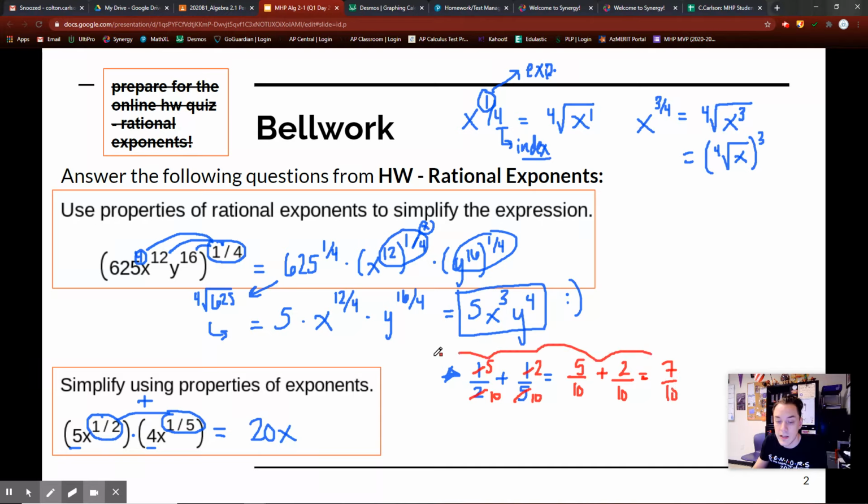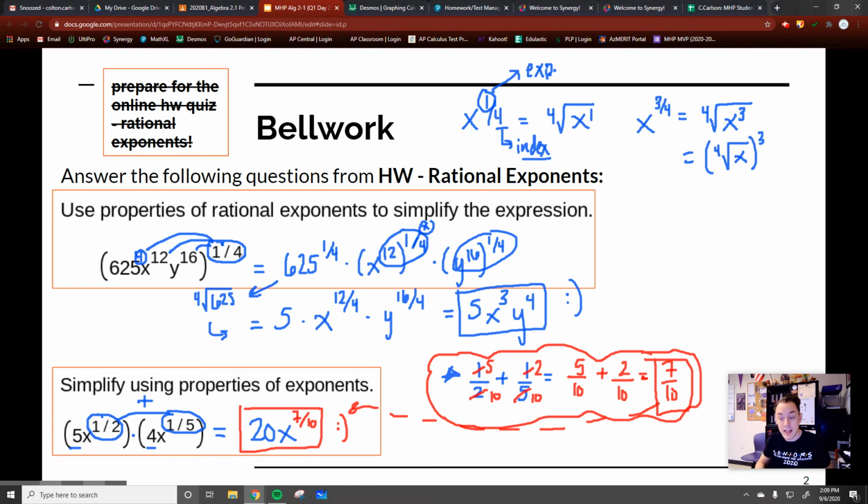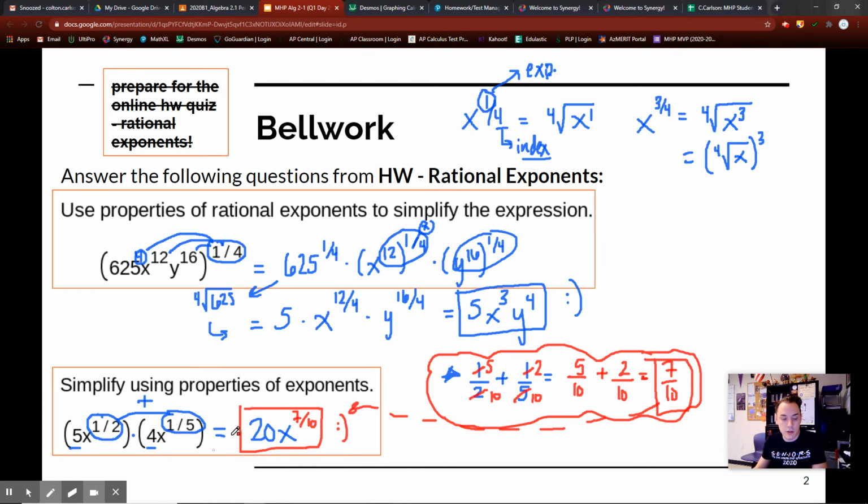So this right here is not my answer, but it is my exponent, and that's exactly what I'm going to do right here. I am going to put that as my exponent, so this is 7 all over 10, right on my x. That's my final answer. Okay? So, review from last week. I hope that helps. Let's get started on the actual notes.